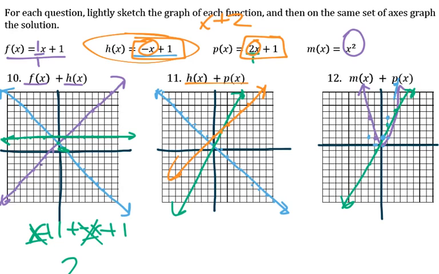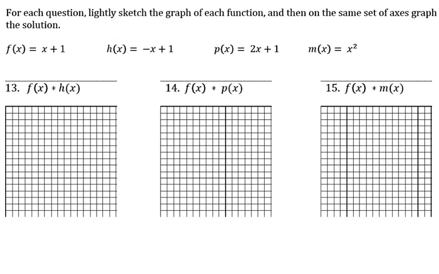So it kind of looks like that, doesn't it? Which then it would probably keep going up like this. Because if we added those together, we'd have x squared plus 2x plus 1, right? So it'd still be a quadratic. Alright, so same idea with these ones. Now we're dealing with multiplication.